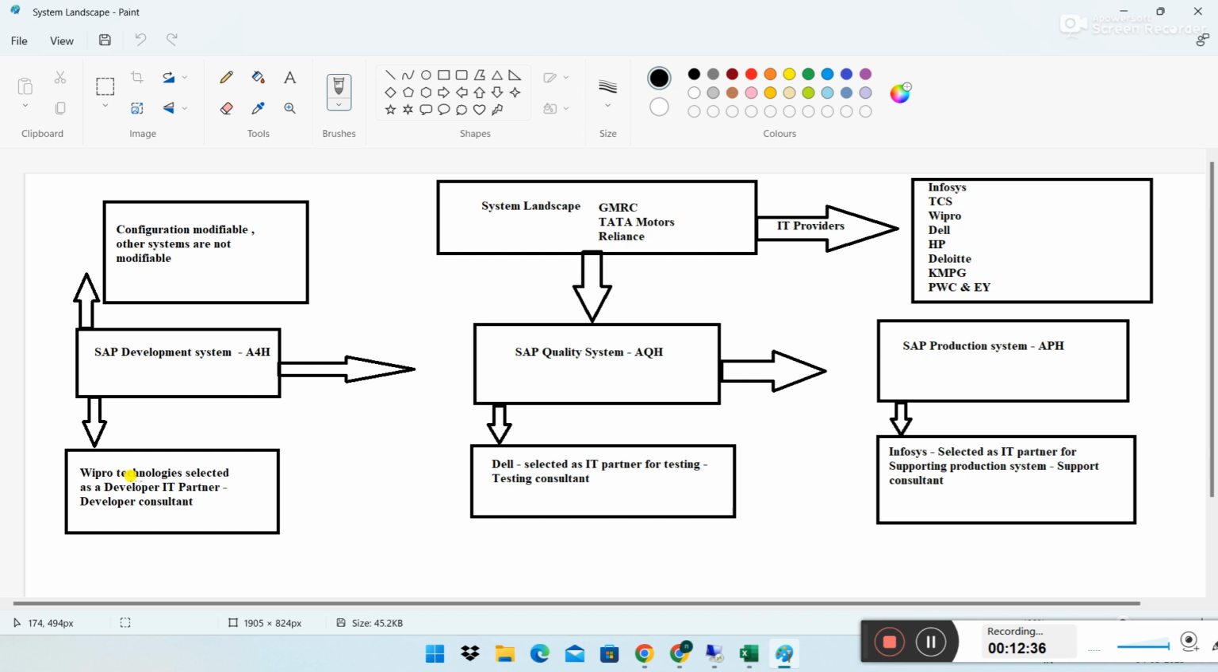So what does Wipro do? Wipro conducts an interview. If you are selected in Wipro, you will be a developer, right? You work under Wipro. Wipro pays you salary, and Wipro tells you for which client you have to work. That we call a project assignment.